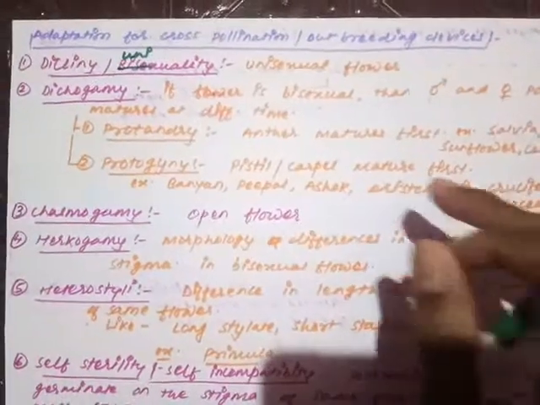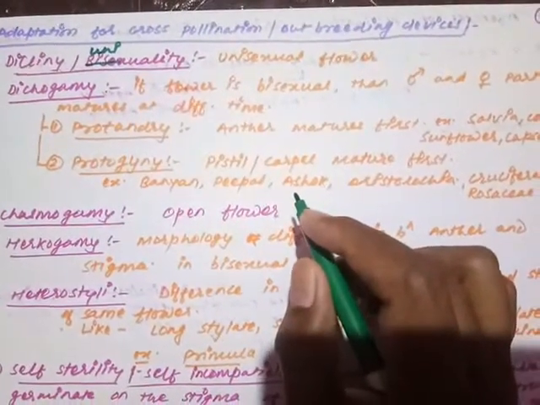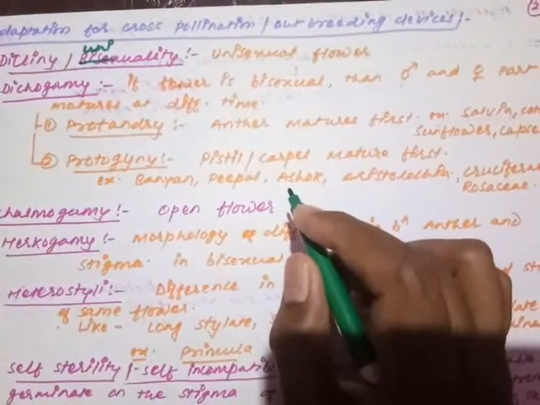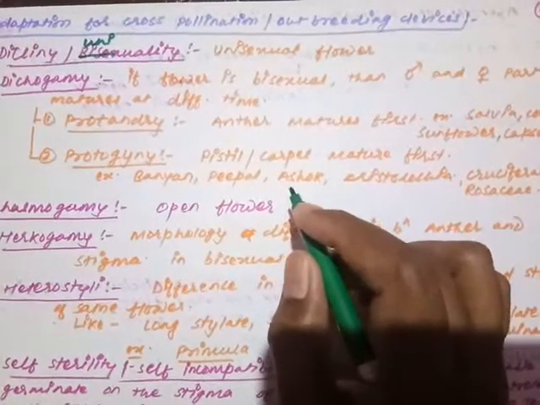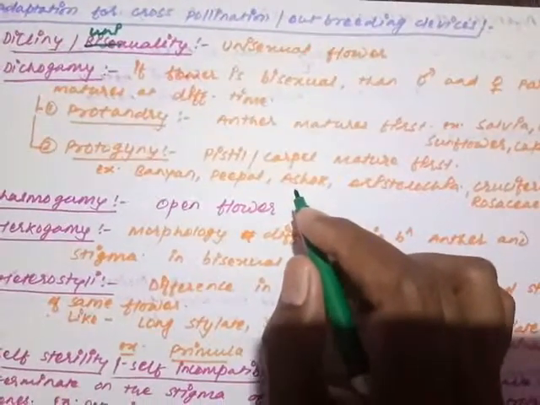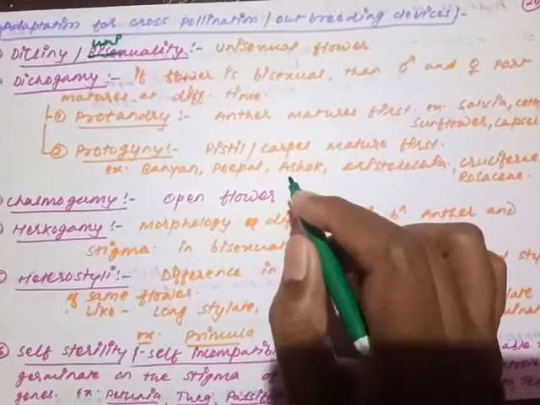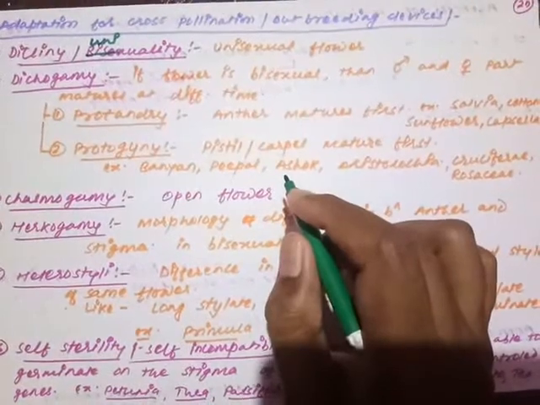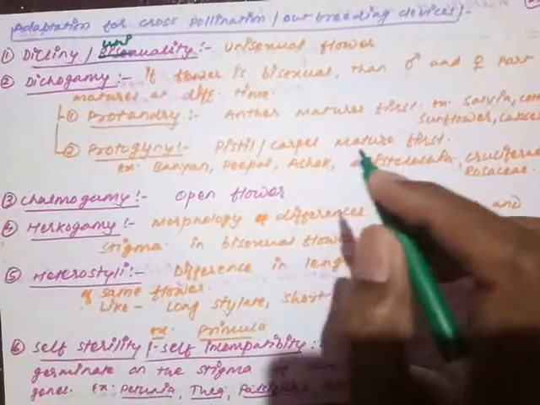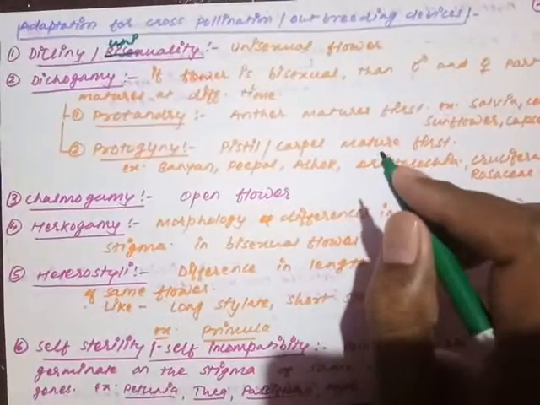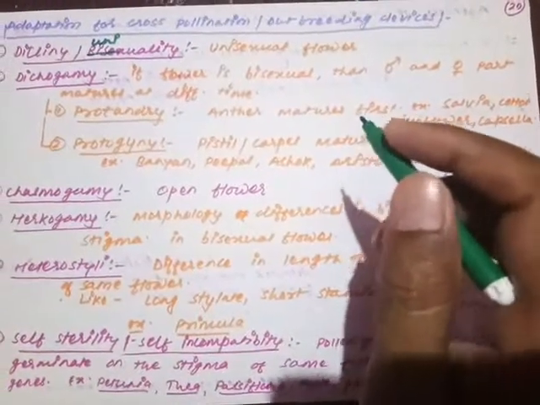The next one is dichogamy, just the opposite of homogamy. In homogamy we have gone through that homogamy is the process where two different parts of the flower, the stamen and the carpel or pistil, mature at the same time. But in dichogamy, even if the flower is bisexual, both the male and female reproductive parts will mature at different time periods. They are not maturing at the same time.